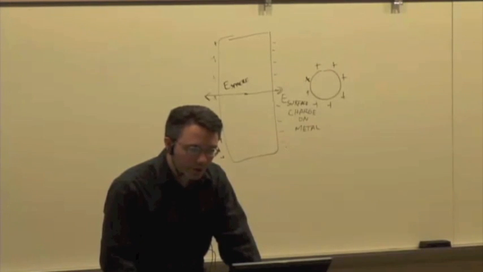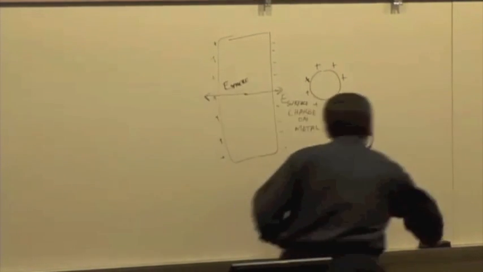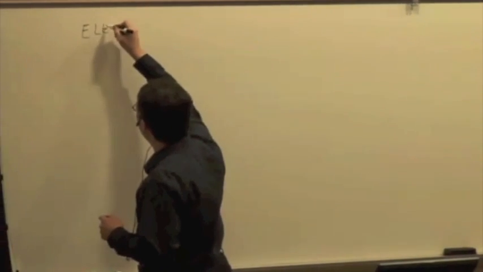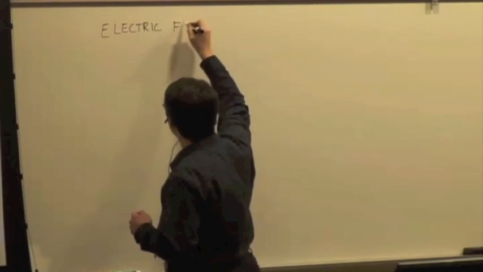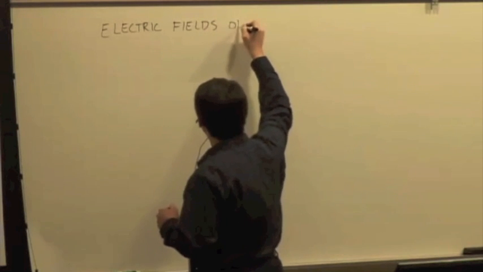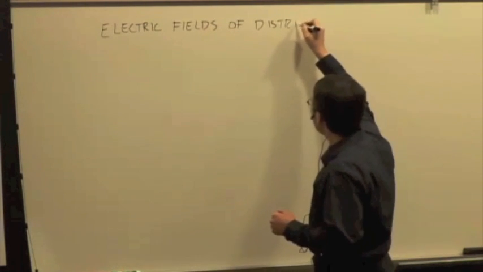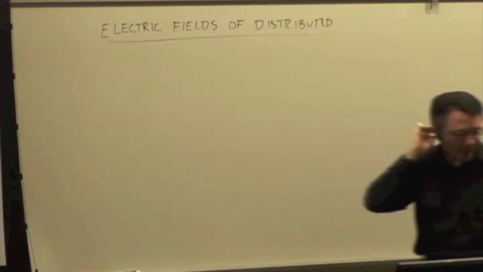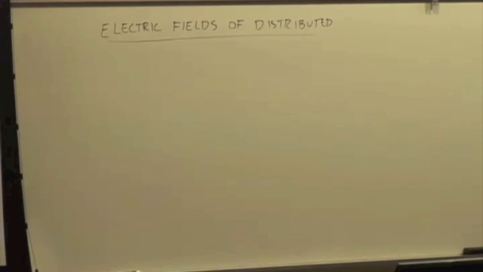Okay, so we're going to start a new chapter. And the basic topic is on electric fields of distributed charges. So we know how to deal with the electric field of a point charge, and we know how to deal with multiple point charges or things like dipoles. We just apply superposition, add up the electric field due to all the individual point charges or charged particles.